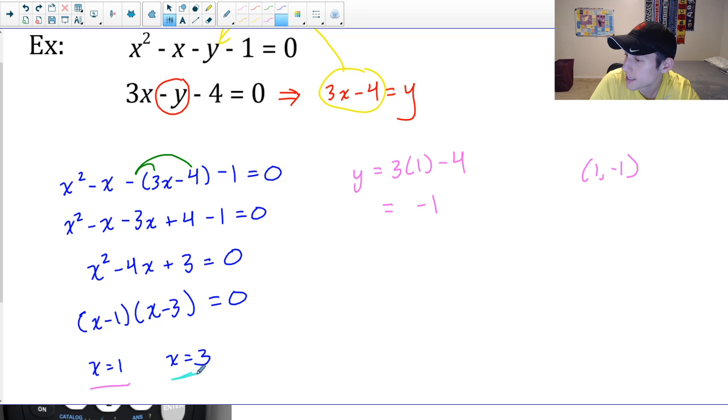Now for the other x value, x equals 3, so we'll do the same thing. We'll just plug it in. So y equals 3 times x, but x is 3, minus 4. 9 minus 4 is 5. So this creates a point. If I plug in 3, the y value I get is 5.